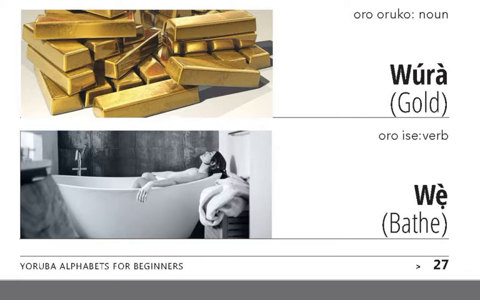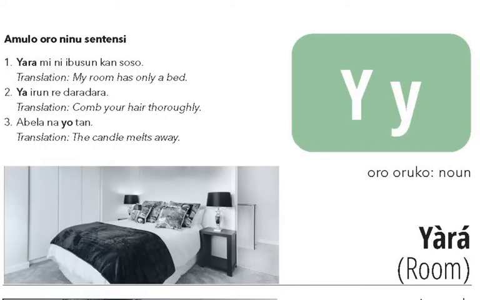The next one, which is the last, is Yi. Yi, that's your Y. We don't have Z in Yoruba, so this is the last alphabet in the Yoruba setup. Yi, a, ri, a, yara, room.